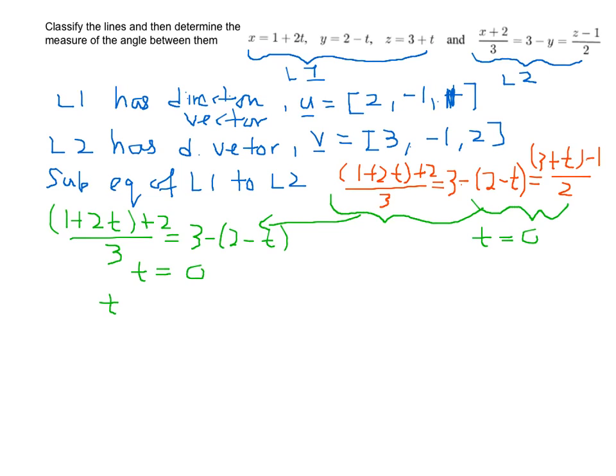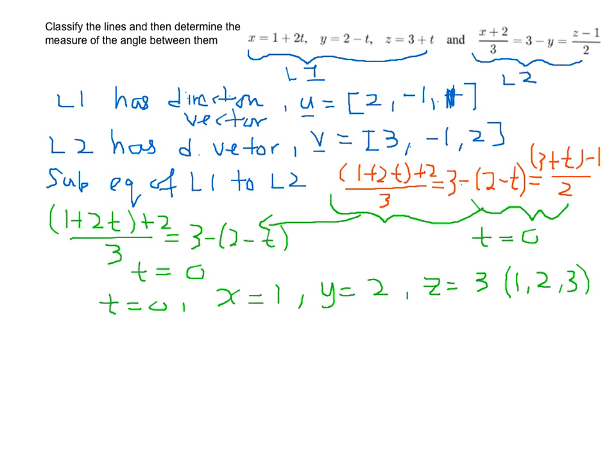So when t equals 0, you can find the x, y, z coordinates by using this here. So I have x equals 1, y equals 2, and z equals 3. So that will be the point where these two lines intersect: 1, 2, and 3.